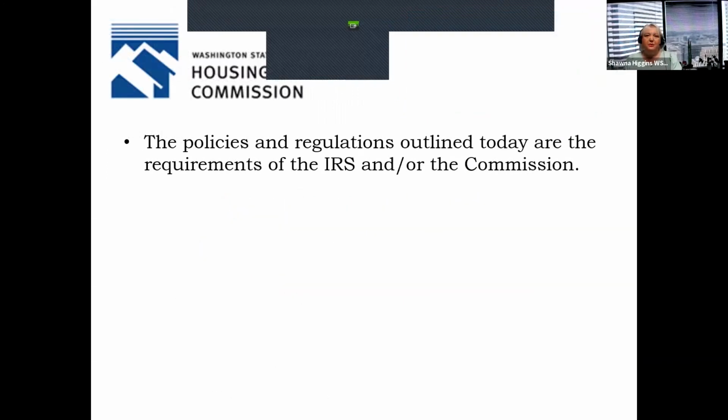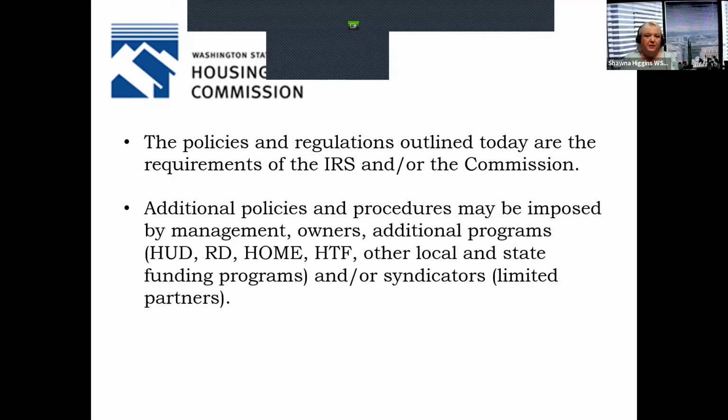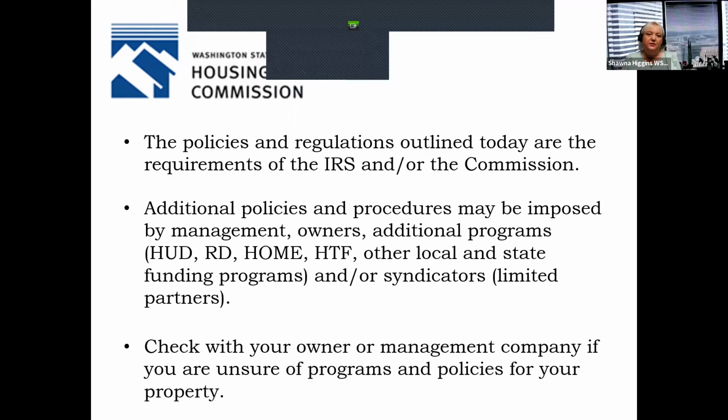All right, so the policies and the regulations that are going to be outlined in today's class are requirements of the IRS and the Commission. Some additional policies and procedures that you may have at your property could be set by management, the owner's additional programs like HUD, RD, HOME, other state and federal funding programs, and it could be set by the syndicator. So if you're ever in question on anything, definitely check with the management company and see what programs and policies are set for your property.